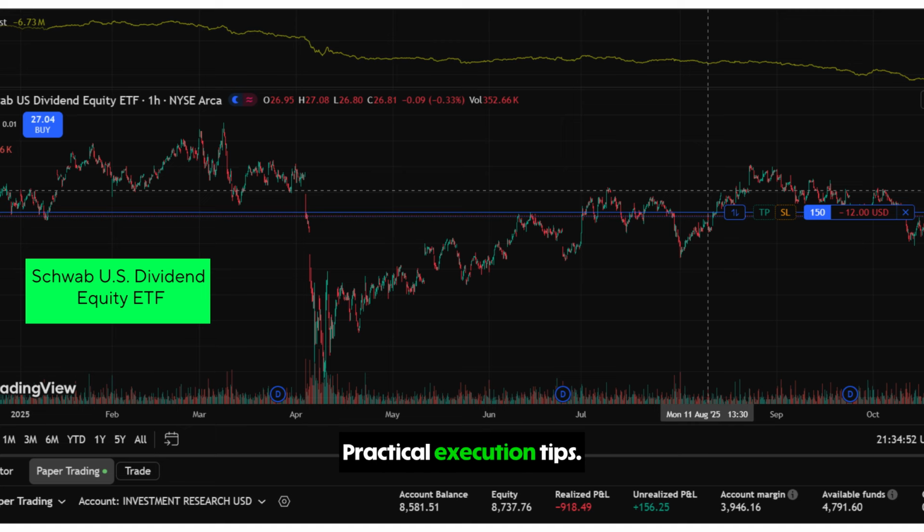Practical execution tips. Use limit orders to avoid paying a bad price in very volatile sessions. Use fractional shares if your broker offers them, so you can invest fixed dollars every period, regardless of price.